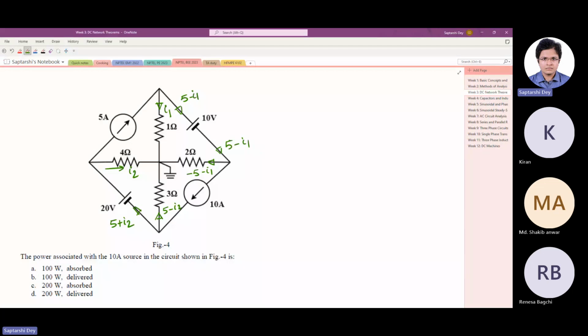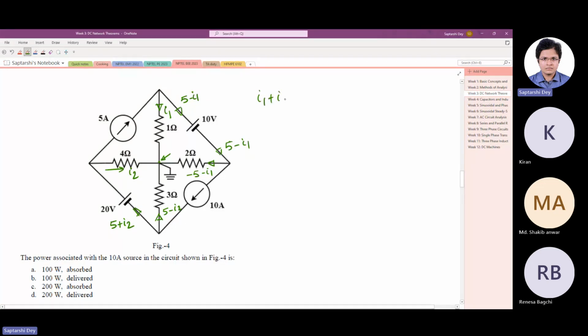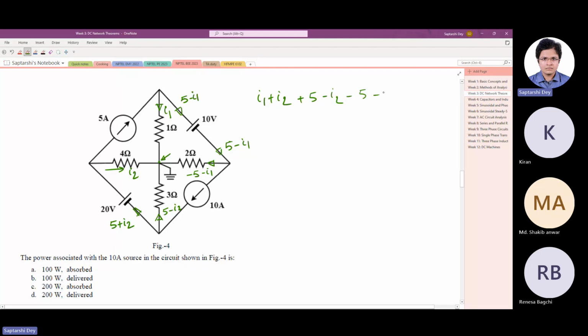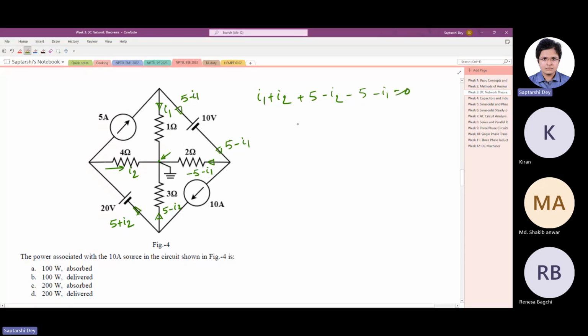Yes. So now if we do KCL here, we have all incoming currents, so I1 plus I2. Okay, so KCL gives us nothing. 5 minus I2 minus (5 minus I1) equals 0. So what we can say from here is these things are correct.